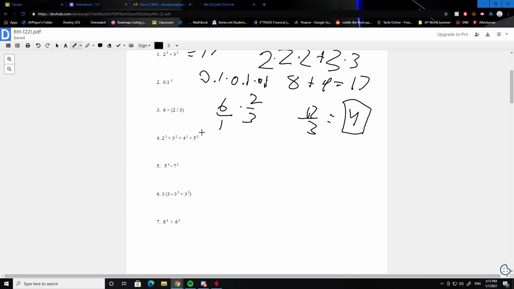And when you're to the power of 0, the answer will just always be, wait, bad, sorry, not 0. 1. The answer will always be 1. No matter what number it is, if you make it to the power of 0, it will always be 1.